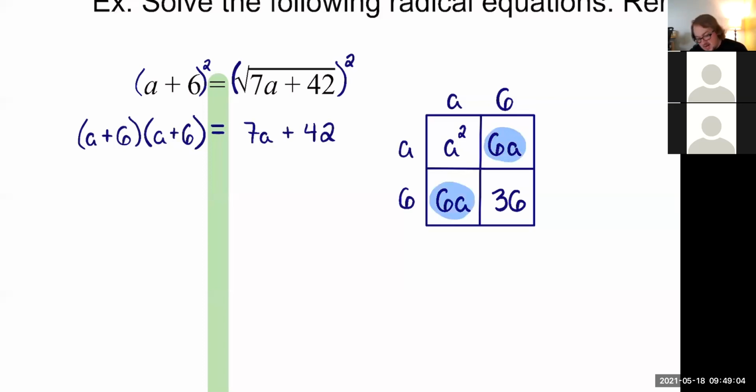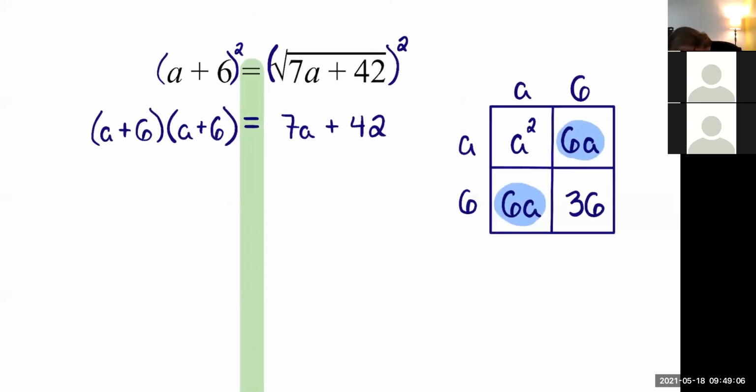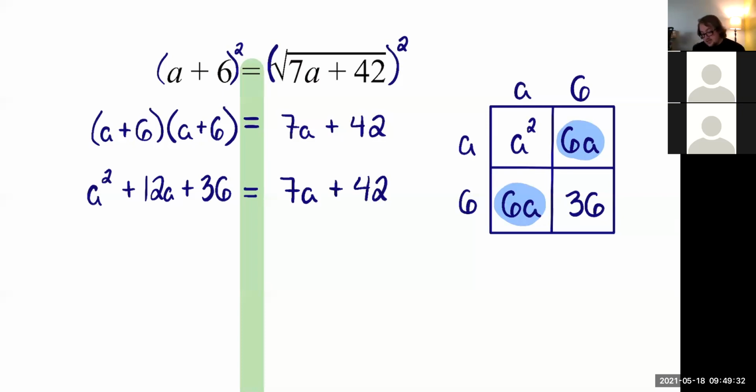So when I go to write this entire thing out here on the left side of my equation, I'm going to have a squared. What are the 6a's going to combine to make? Plus 12a. Plus 36. Where'd you get the 3 6s? I only got 2 6s. Here's one binomial, a plus 6. Here's the other, a plus 6. These 6s in here are just results of multiplying a times 6 or 6 times a.